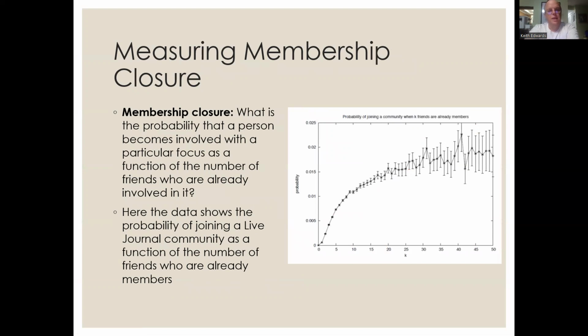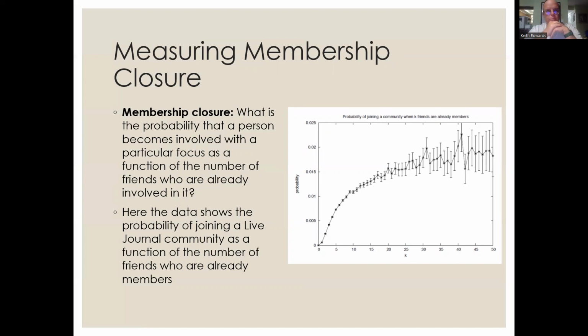And then last but not least is membership closure. What's the probability that a person becomes involved with a particular focus as a function of the number of friends who are already involved in it? This data shows the probability of joining a LiveJournal community as a function of the number of friends who are already members. But there was actually also a study based on people editing Wikipedia articles and who they were likely to be in communication with.